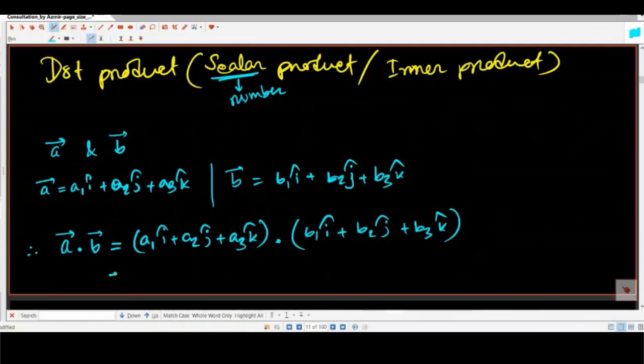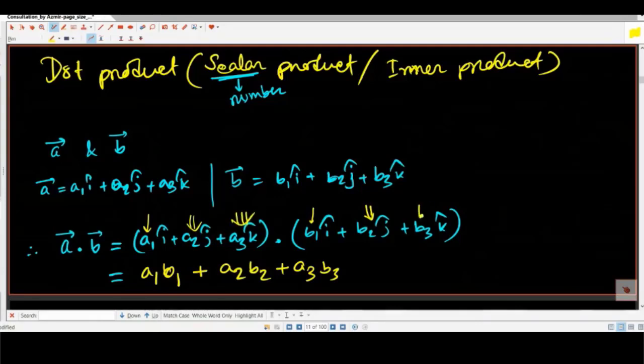So it will be directly A1 B1 plus A2 B2 plus A3 B3. It means the multiplication of the first components A1 and B1, plus the multiplication of the second components A2 and B2, plus the multiplication of the third components A3 and B3. So A1 B1 plus A2 B2 plus A3 B3. This is known as the dot product of A and B.